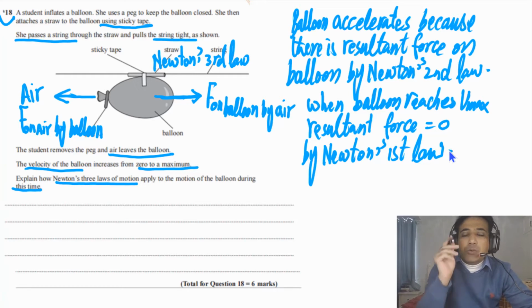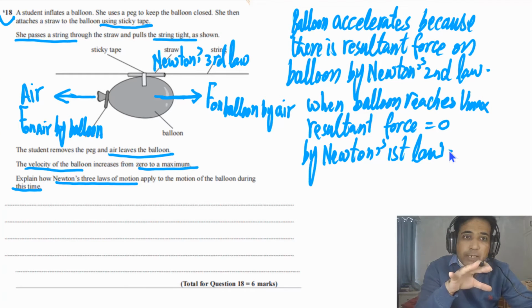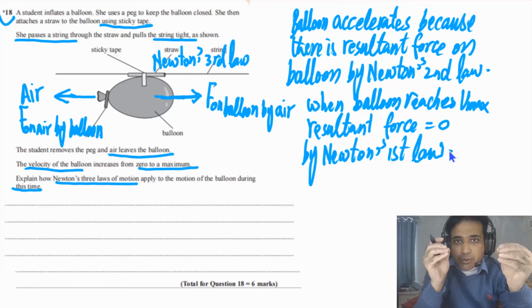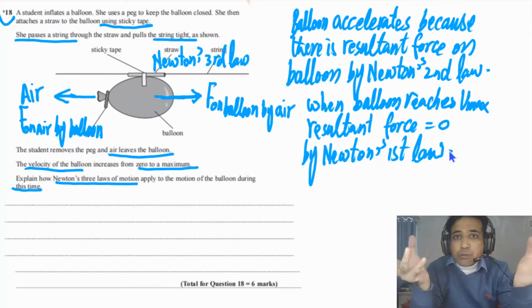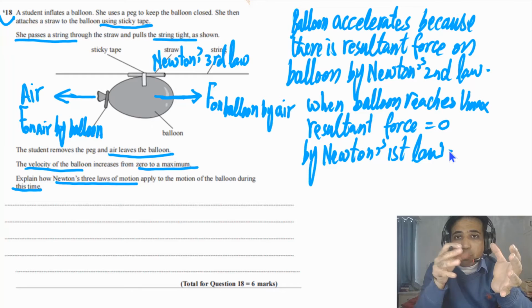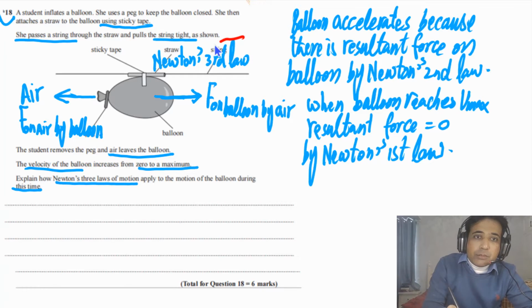So this is how you can include the 3 laws of motion to explain the motion of this balloon. So it's a systematic way. First of all, we need to understand why the balloon will move. When air is released from the balloon, there is force on the air by balloon. So by Newton's third law, there must be a reaction force on the balloon. So this is how you can include Newton's third law.